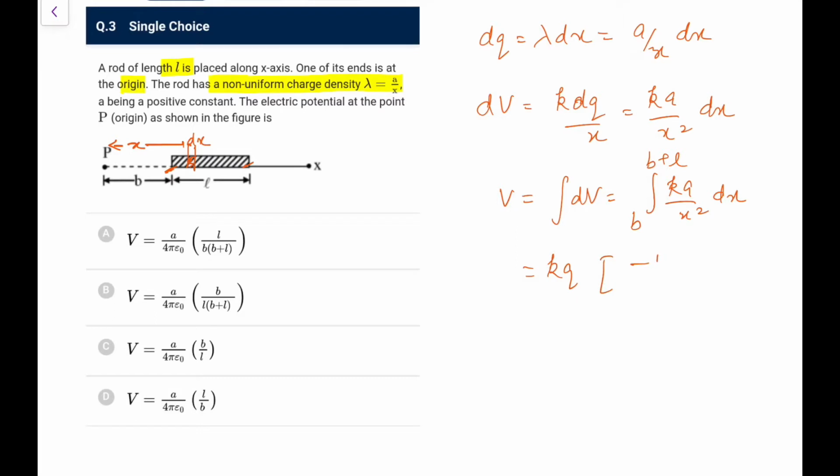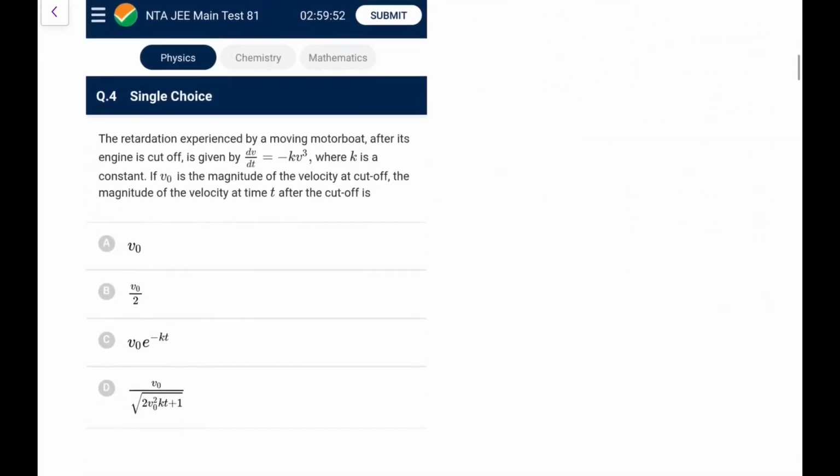So kA common, the integral of 1 upon x square is minus 1 by x, so minus 1 upon b plus l, minus will become plus. So it becomes k, I write it as 1 upon 4 pi epsilon naught, A, that would be l upon b into b plus l. That is what we will have, l upon b into b plus l. So what we are left with is A by 4 pi epsilon naught, l upon b into b plus l, so it would be option A again. Next.